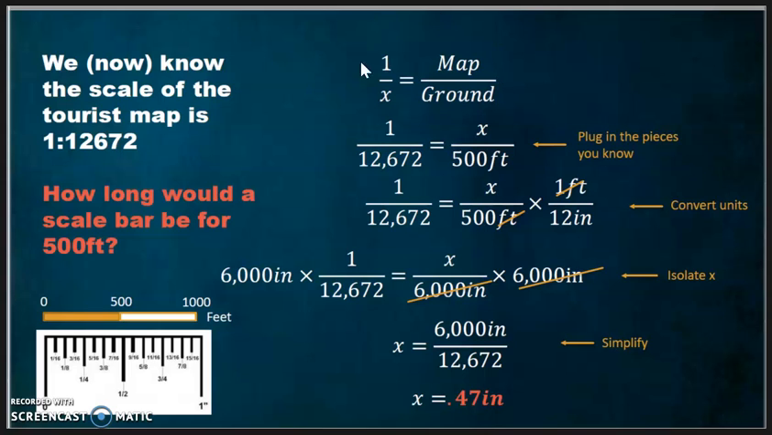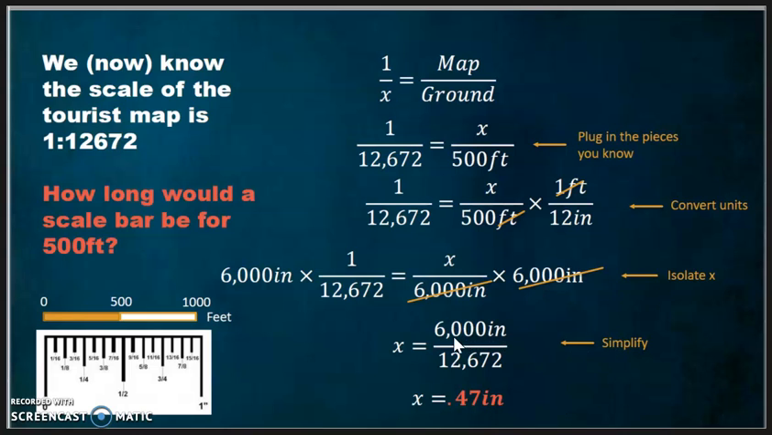So here we have our general scale formula. We have our representative fraction and map to ground. So let's plug in the pieces that we know. So we know that our scale is 1 unit to 12,672 units. And we know that we want our ground distance to be 500 feet. So we need to now solve for our map distance. So first of all, we need to convert the units to inches.